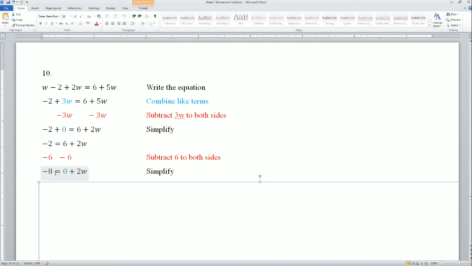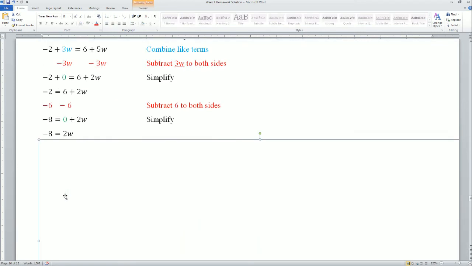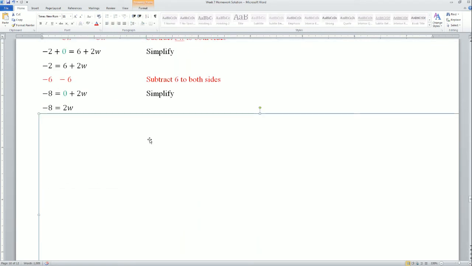How do I get the negative 8? Negative 2 plus negative 6 is negative 8. Not 4, not positive 8. A negative number plus a negative number becomes a larger negative. Okay? Negative 8 is equal to 0 plus 2w. No one writes that 0, so it just looks like negative 8 equals to 2w.